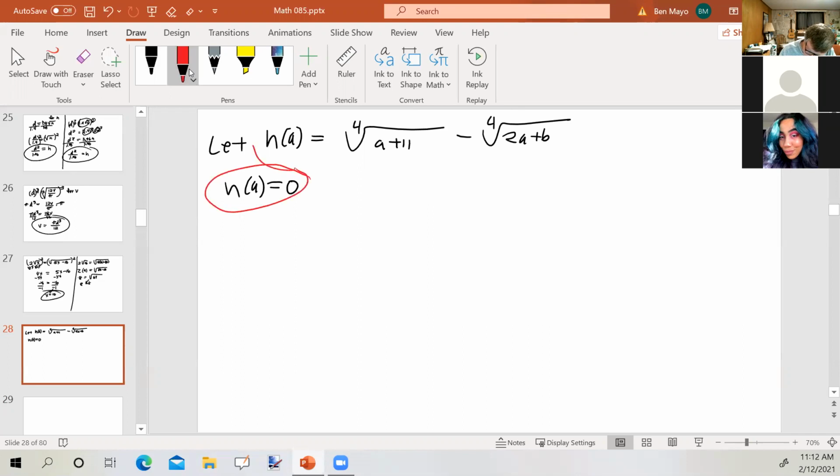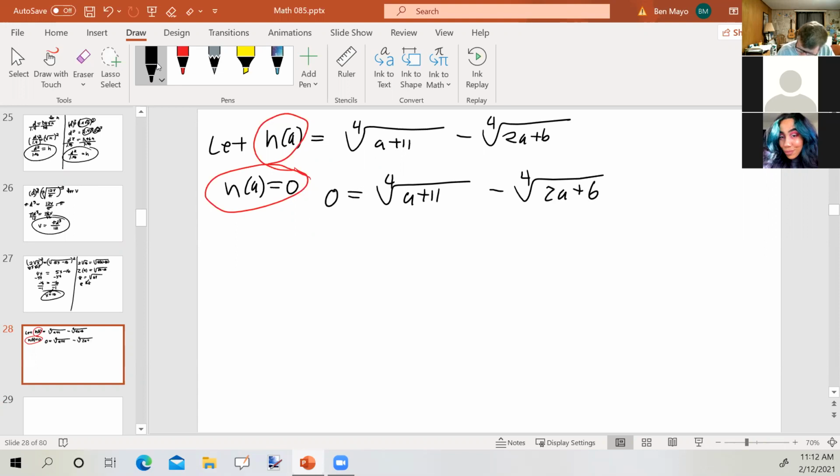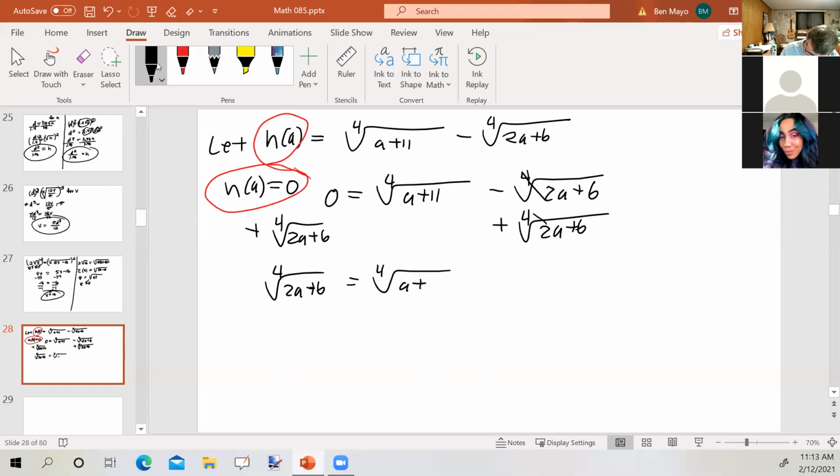This is going to go in place of that. So that's going to give us 0 equals the fourth root of a plus 11 minus the fourth root of 2a plus 6. We have two radical terms in this equation. We want to separate them. Let's make it so they're both positive. So let's add the fourth root of 2a plus 6 to both sides of the equation. So on the left side, I get the fourth root of 2a plus 6. And on the right side, I get the fourth root of a plus 11.